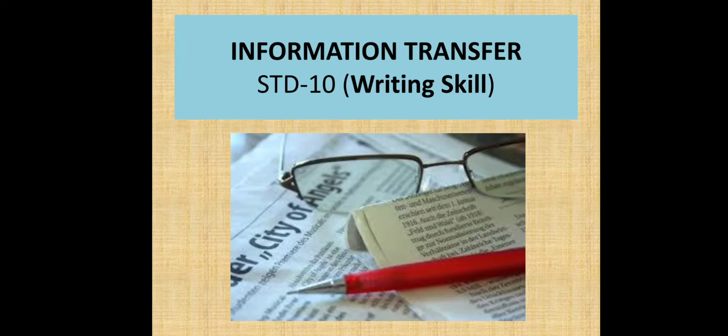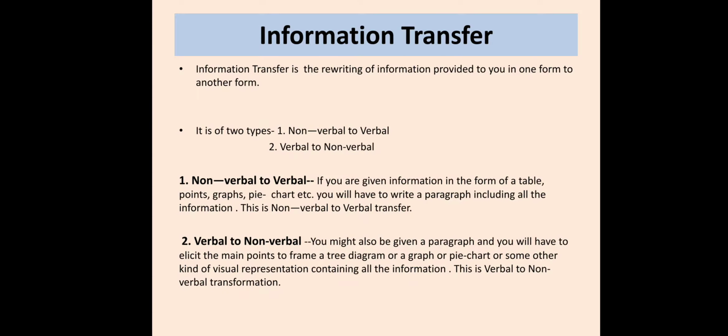Today we are going to see the next writing skill for 10th standard, that is information transfer. First of all, we will see what is the meaning of information transfer. Information transfer is the rewriting of information provided to you in one form to another form. Which are these two forms or two types of information transfer? The first type is non-verbal to verbal information transfer, and the second is verbal to non-verbal information transfer.